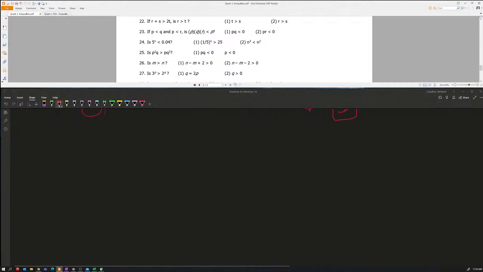Let's go for question number 23. If P is less than Q, this is given, and what else is given? P is less than R. These are two things that are given. Then is PQR less than P?